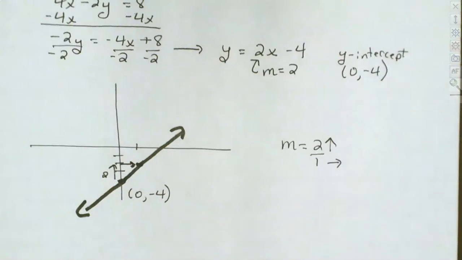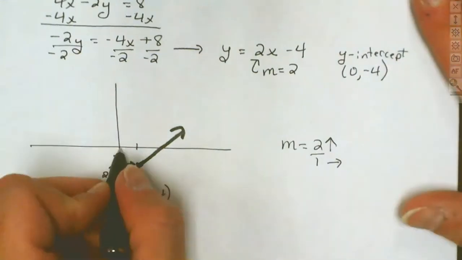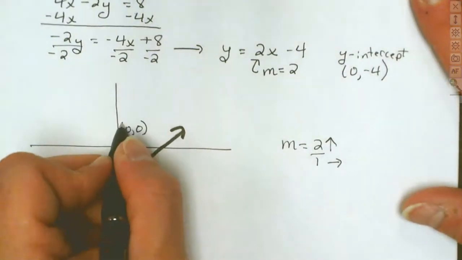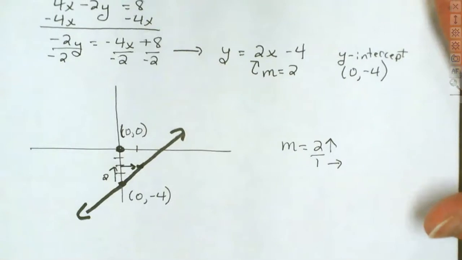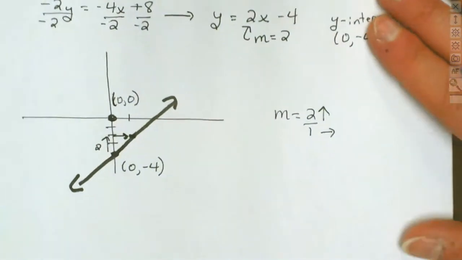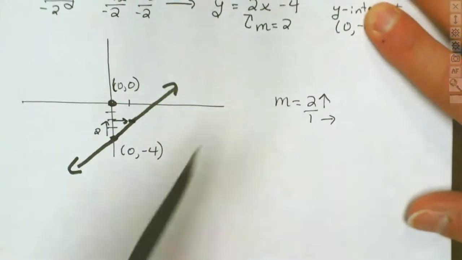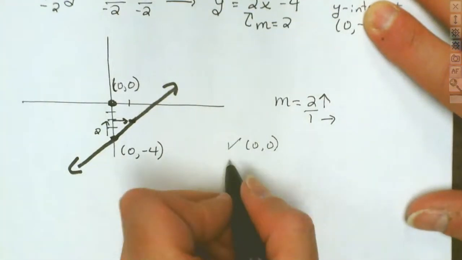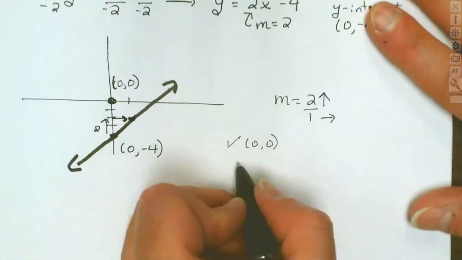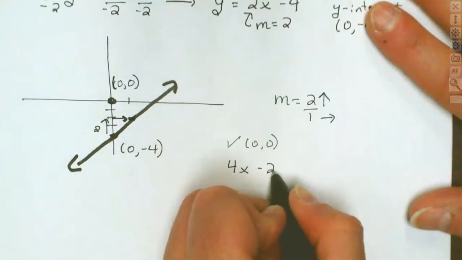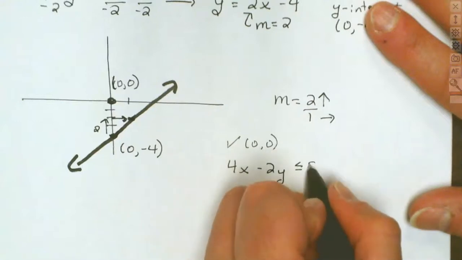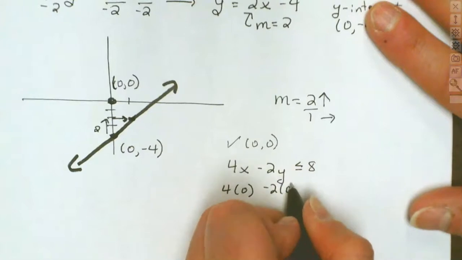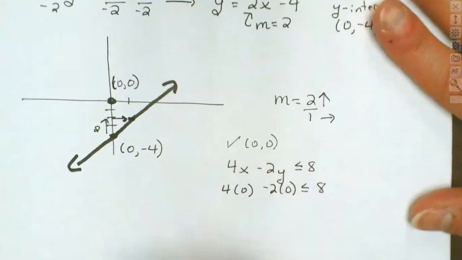And now we need to pick a point to check. Doesn't matter what we check. Easy to pick, 0, 0. We know clearly where that's at. It's way above the line. And now we need to check that 0, 0. And so we're going to check that in 4x minus 2y is less than or equal to 8. We plug our 0 in for both x and y.